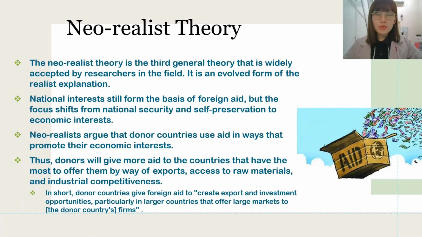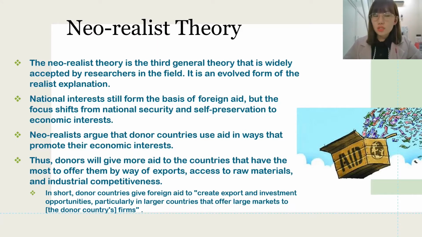Next, neo-realist theory. The neo-realist theory is the third general theory that is widely accepted by researchers in the field. It is an evolved form of the realist explanation. National interests still form the basis of foreign aid, but the focus shifts from national security and self-preservation to economic interests. Neo-realists argue that a donor country uses aid in ways that promote its economic interests.